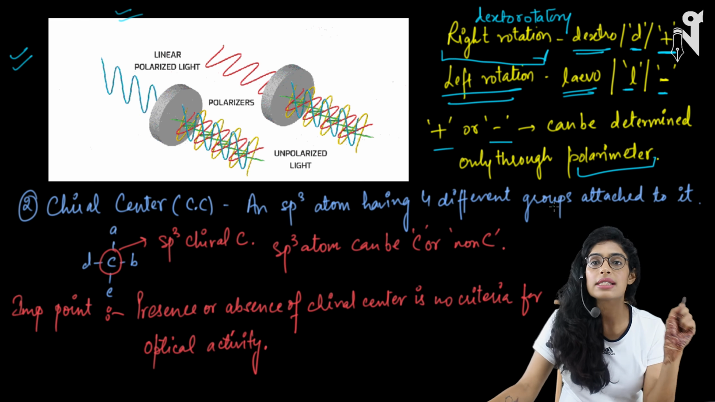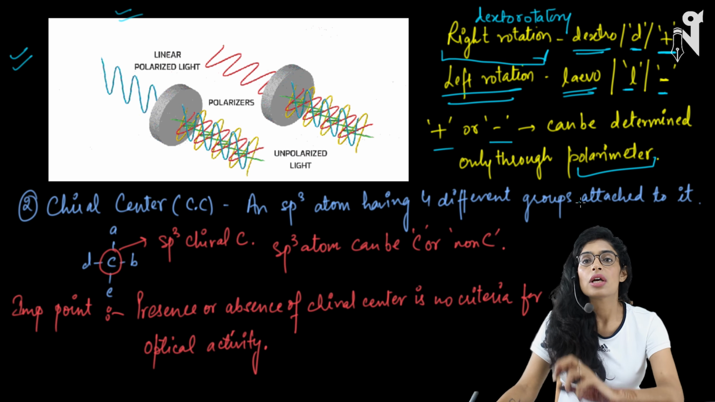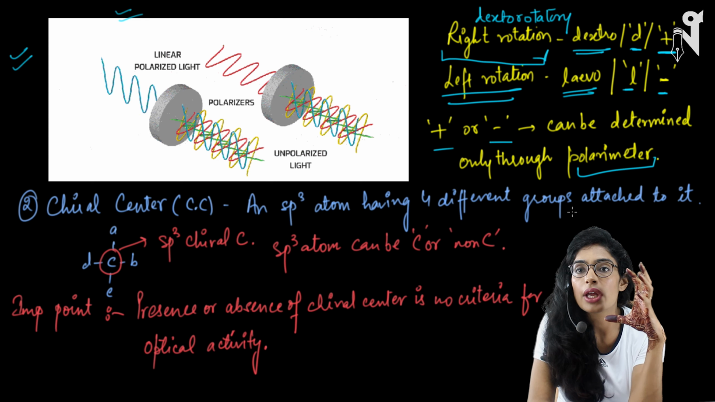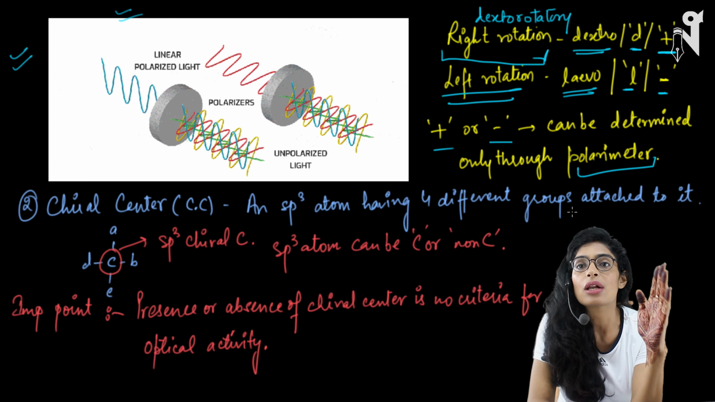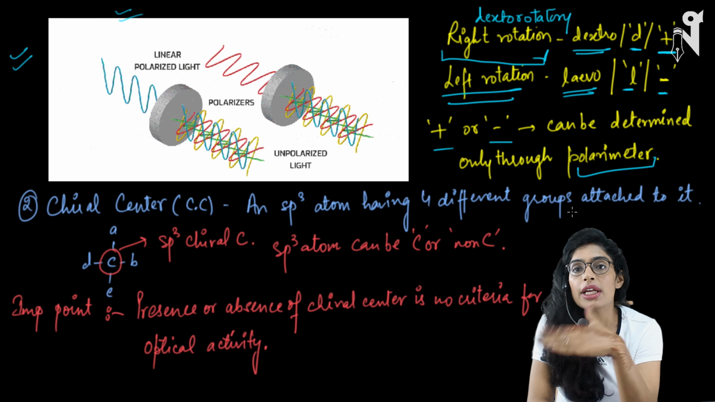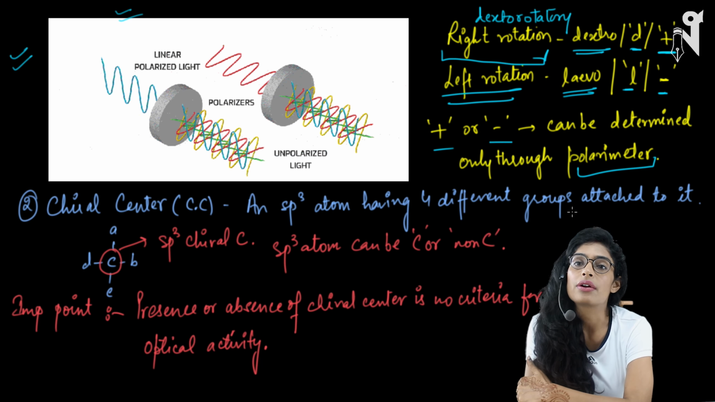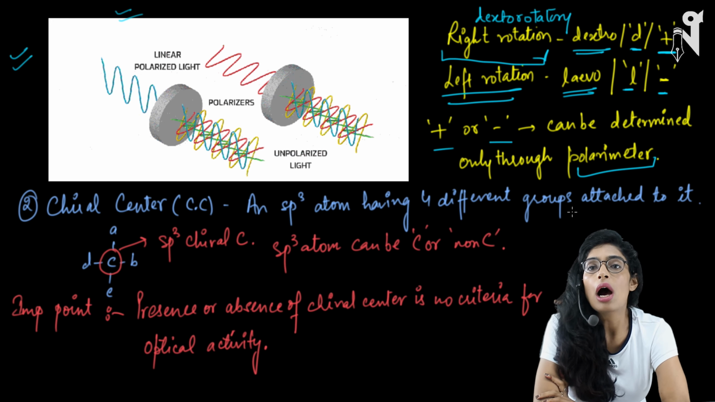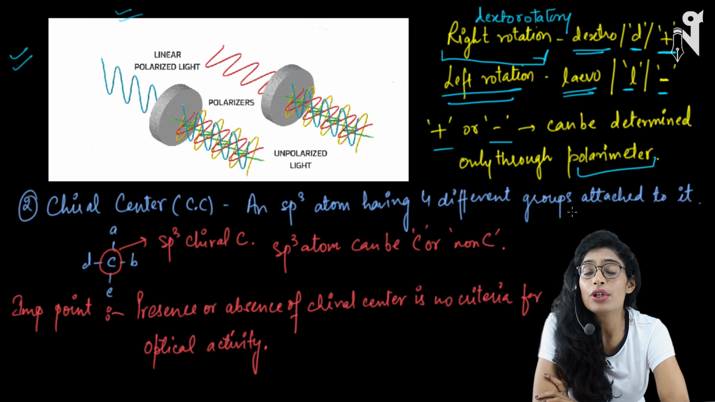And I have shown you in the last slide where the polarimeter is. At the end, where the analyzer is kept, there exactly is the polarimeter, which basically calculates the exact angle through which the movement has happened, or the angle that has changed for plane polarized light in the right direction or in the left direction. So this is about how to judge the optical activity of a compound.